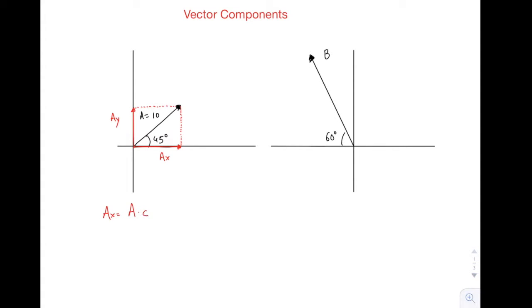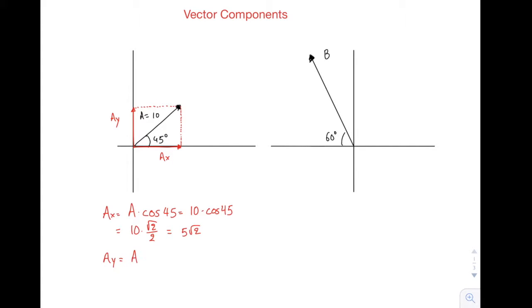Then we apply the rule AX is equal to A times cosine of the angle. In this case the magnitude A is 10 and the angle is 45 degrees, so we can easily find that AX is 10 times radical 2 over 2. This is equal to 5 times radical 2.